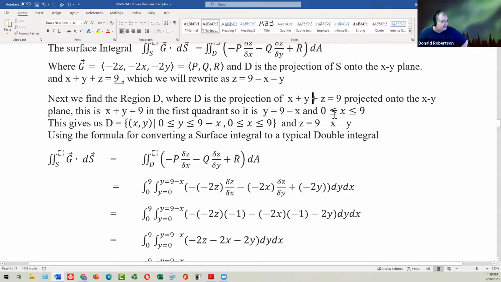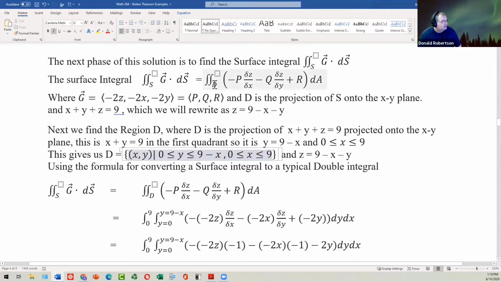So this plane has this image on the floor: y equals the straight line 9 minus x, in between 0 and 9. So we have all the pieces that we need. We know what the projection of S is onto the floor, and we've got all the P, Qs, and Rs that we could possibly want.